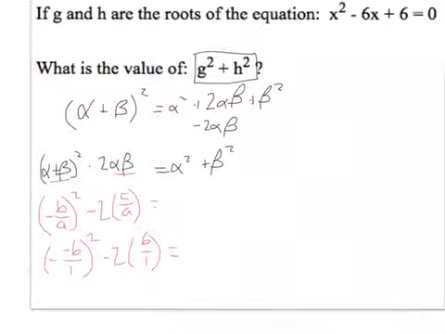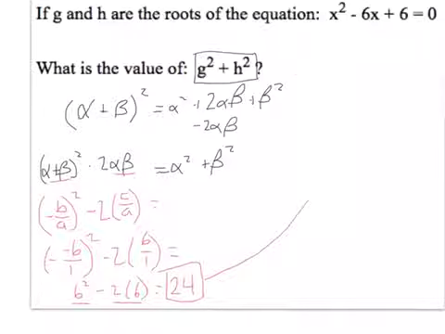Okay, so I'll have here 6 over 1, so that would be 6 squared minus 2 times 6, and that's 36 minus 12, which is 24. I have therefore found that the value of g squared plus h squared is 24, even though I don't know what g is and I don't know what h is.